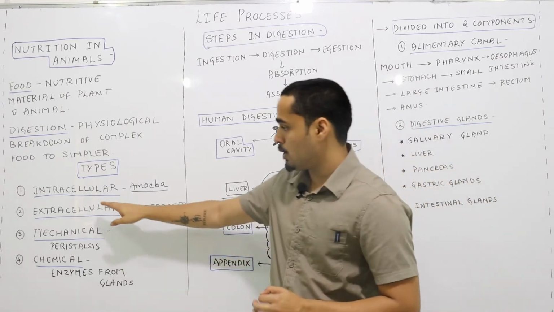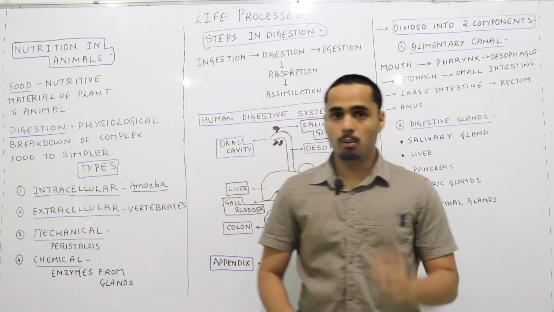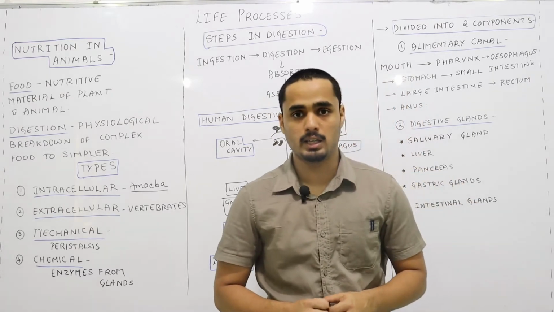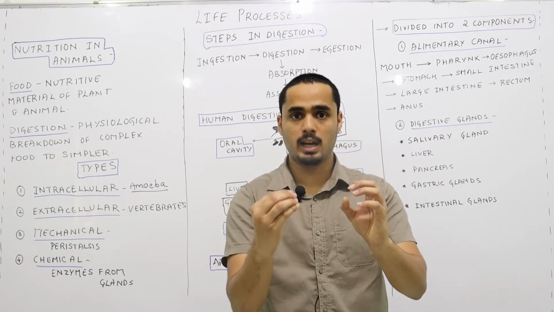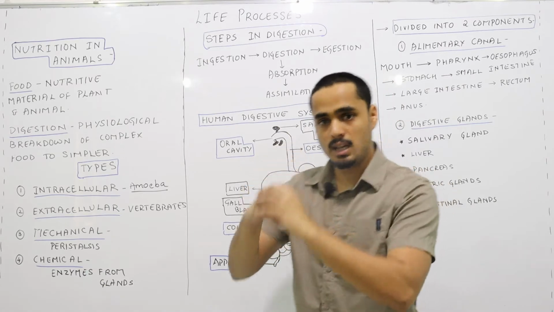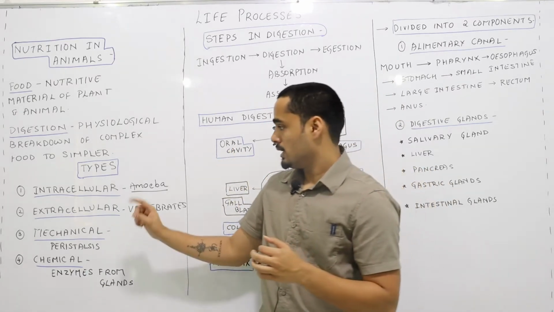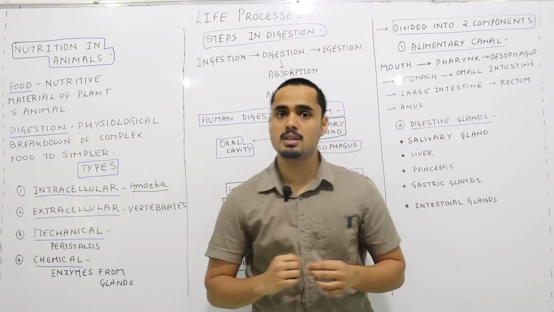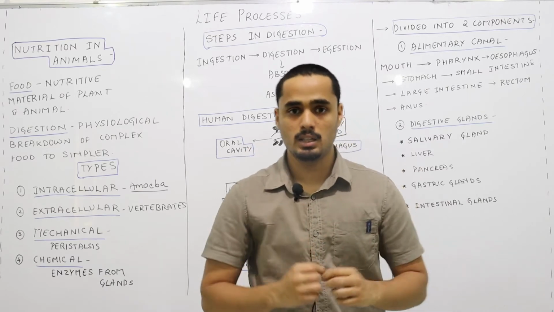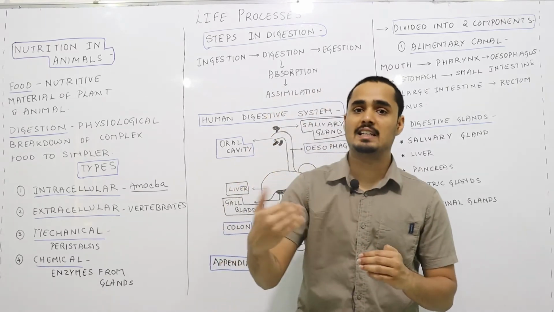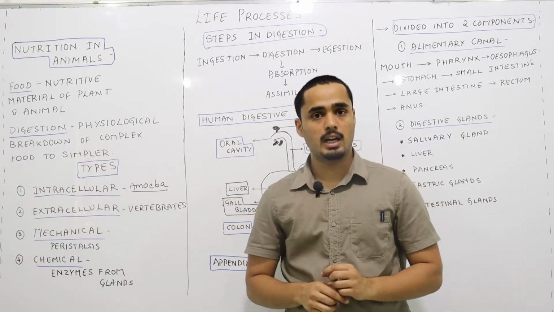The first type of digestion is called intracellular digestion. Now what do I mean by intracellular digestion? Here there is a cell and the food is outside the cell, and what is happening? The food is taken into the cell and the process of digestion takes place. Reminds us of the digestion or the nutrition that is seen in the case of amoeba. So amoeba engulfs the food, it is taken inside the amoeba and the process of digestion takes place. Such type of digestion we call intracellular digestion.